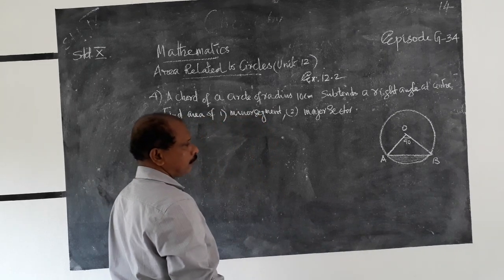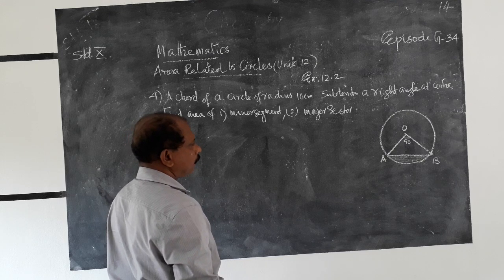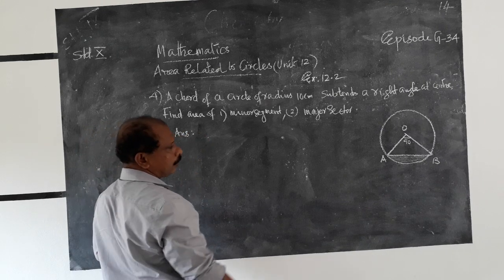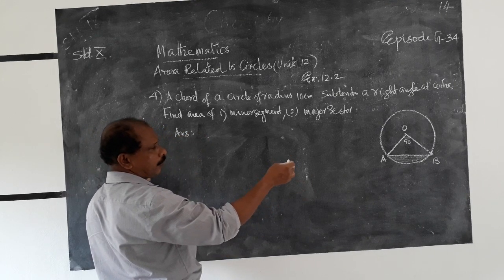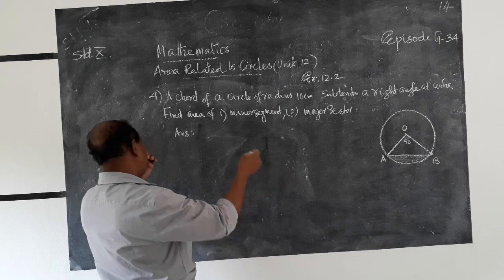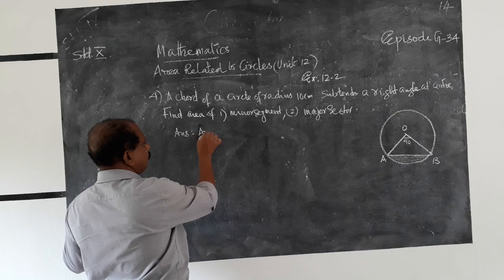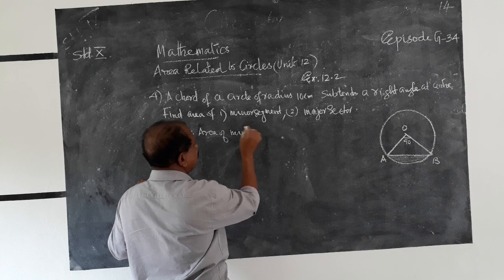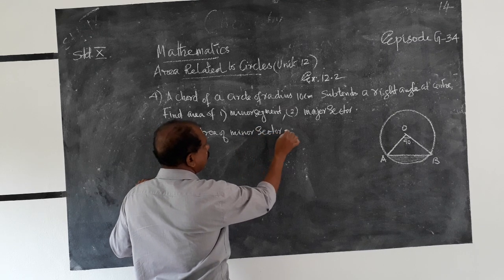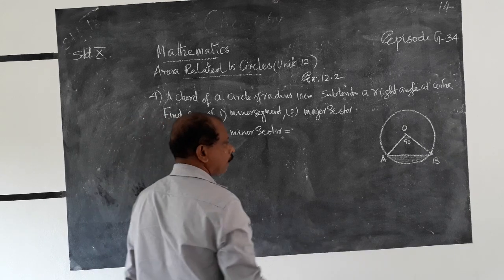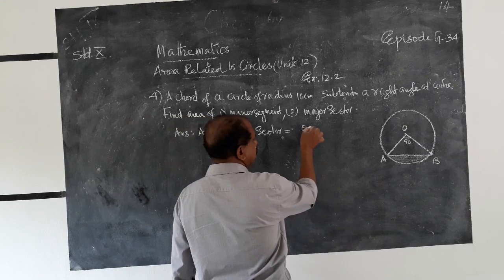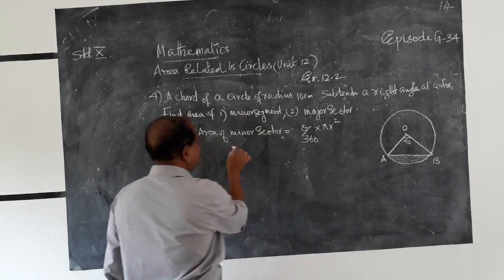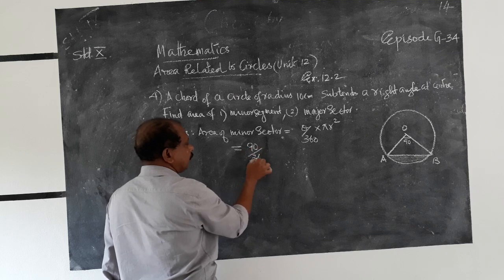Then the answer. Area of minor sector is equal to, what is it, theta by 360 into pi r square, is equal to 90 by 360 into pi.